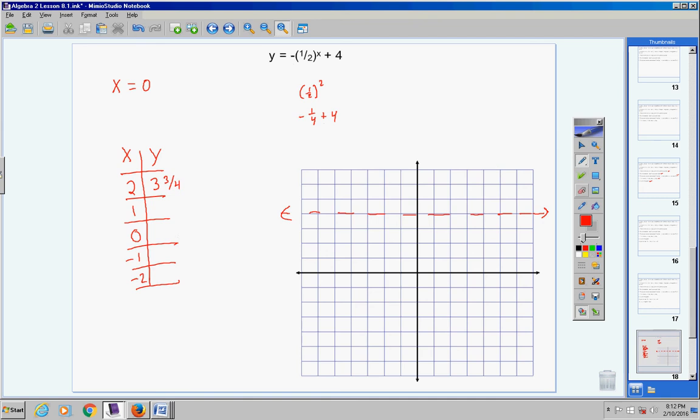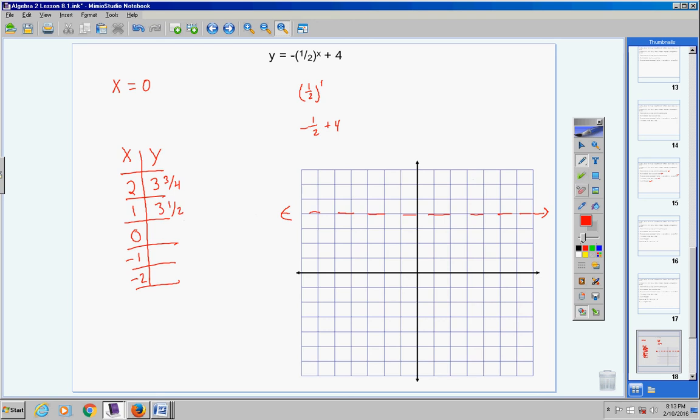Let's try another one, okay? Let's substitute 1 in for x. So I'll put a 1 in for x. So I have 1/2 to the 1 power. Of course, anything to the 1 power is just itself. Then bring down your negative sign, and then positive 4. So negative 1/2 plus 4, 3.5.